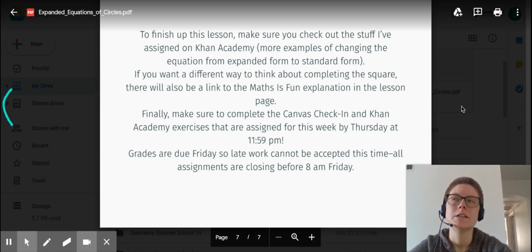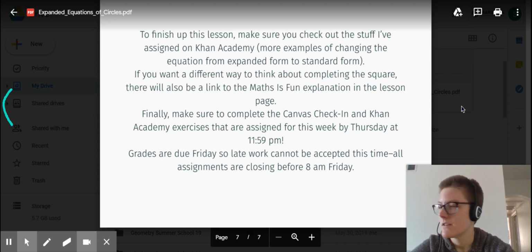There are videos and exercises on Khan Academy that you can look at or work on. They are not required. In fact, I think every step that involves Khan Academy might even say optional in parentheses right before the words. So pay attention to those because that means it's not required. If you are having trouble understanding completing the square and you think a different way of thinking about it would work, there is a link to the Maths is Fun explanation, which doesn't work for my brain, but maybe it will work for yours. Your brain is not the same as my brain, so different explanations might work for our brains than others.